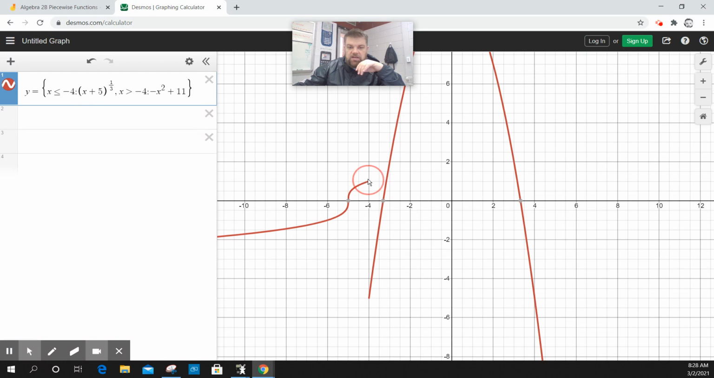Same thing here. If I click right here, it's defined. See how that's defined? But if I come down here, I'll get really close, but it'll never be defined at -4. Now if I move a little bit to the left, it's going to jump to the other function. So when I come up here and I click on it, I'll get it that way.